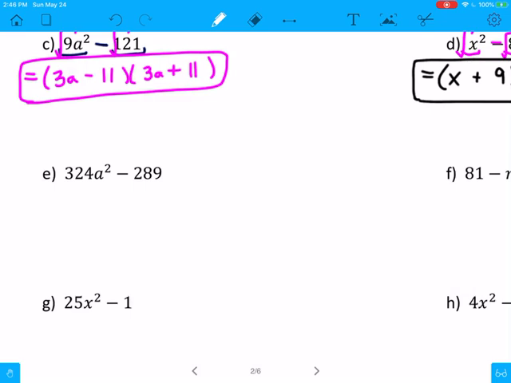E. For E, we have 324a squared minus 289. So we are going to check. Do I have one term? Yep. Do I have a second term? Yep. Do I have a minus sign? Yep. And then we go, the square root of 324 is 18. Square root of 324a squared is 18a. So that's good, not a decimal. And then the square root of 289 is 17. No decimals there, so I'm going to go 18a plus 17, 18a minus 17.